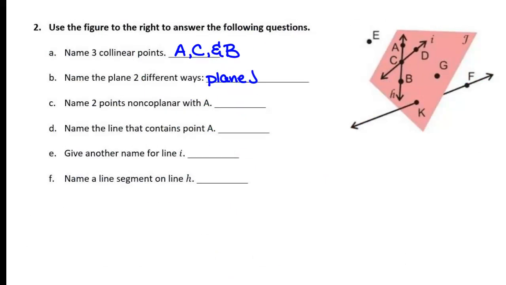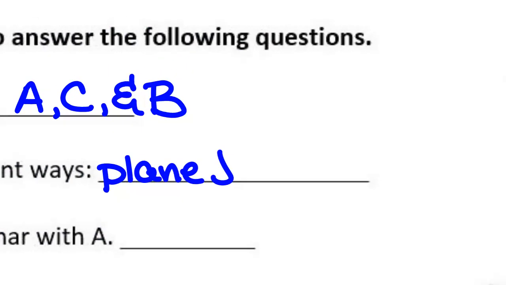Would I be allowed to call this plane G? Why not? Because it's a point. We can call it plane J because it's an uppercase letter with no dot next to it. If it has a dot next to it, I need how many to name the plane? If there's dots next to them, I need how many letters? 3. Can those 3 letters be in a line together? No. I have to be able to draw what shape? Have to be able to draw a triangle. Give me another name for this plane.